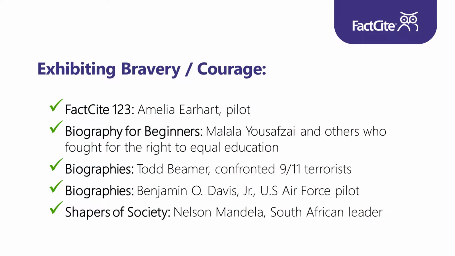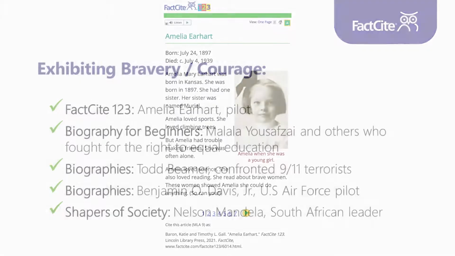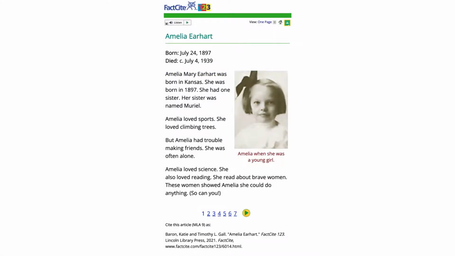Many of the articles in FactCite's biography databases describe people demonstrating bravery or courage. Let's talk about just a few examples. In FactCite 123, you'll find Amelia Earhart, who was the first woman to fly solo across the Atlantic. And you can see that FactCite 123 is at a simpler reading level. It also includes audio read-along for those students who would benefit from that support.